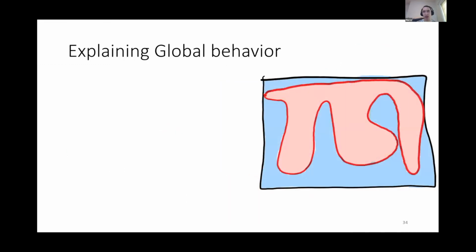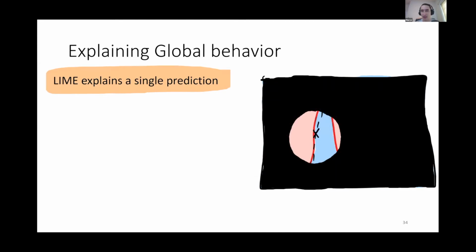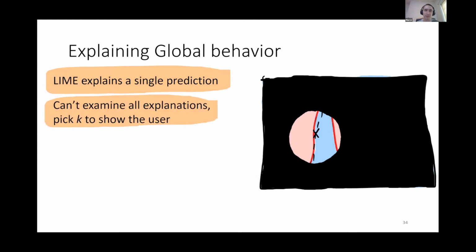Now, I've been talking about explaining an individual prediction, but we may still want to get an idea of the global behavior of the model. So if I explain Bill G over there, I'm only getting a sense of that part of the input space. What if I want to understand more? So obviously the user can't examine explanations for all data points, but we can maybe pick a few in a smart way so that they get a good picture.